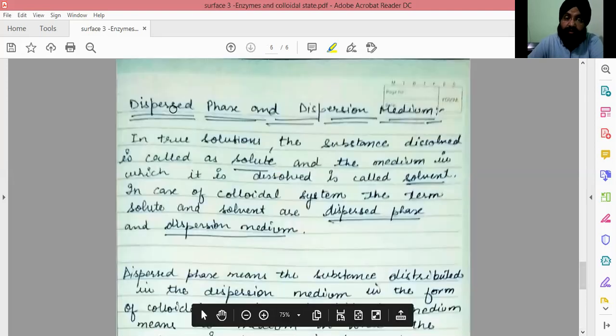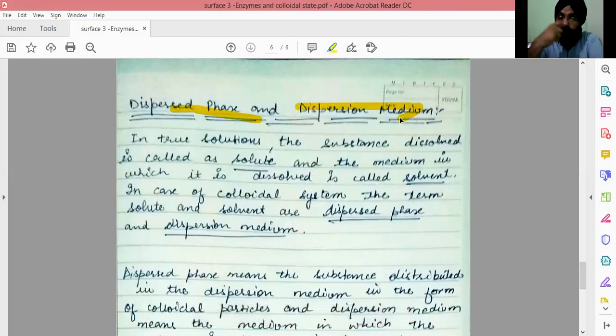Now the next is dispersed phase and dispersion medium. In true solutions, there are two terms. The substance which is going to dissolve in the other is known as solute, and the substance in which the solute is dissolved is known as solvent. So solute and solvent are termed dispersed phase and dispersion medium in case of colloids. In colloidal solutions, the dispersed phase is the same as the solute, and the dispersion medium is the same as the solvent. But in true solutions, we say that the solute is dissolved in the solvent.